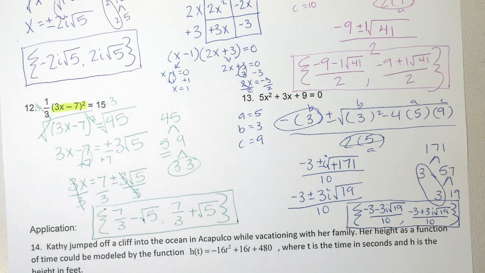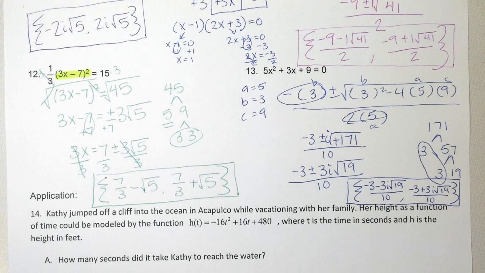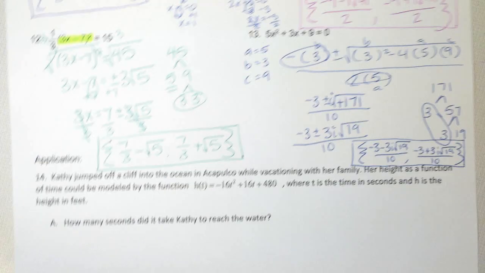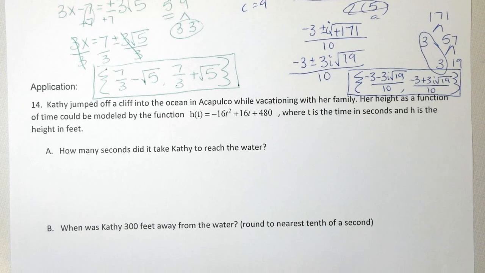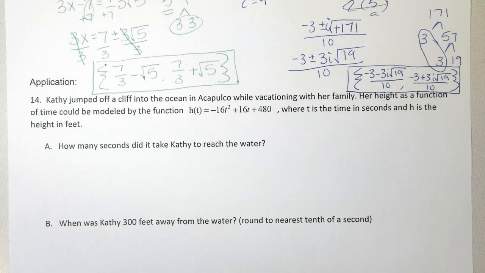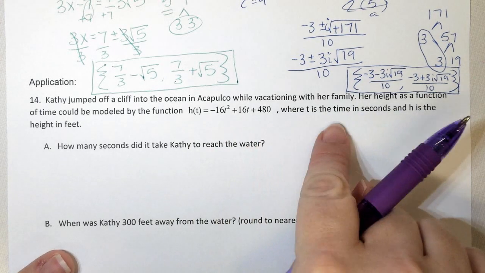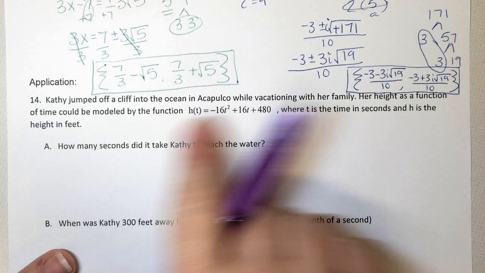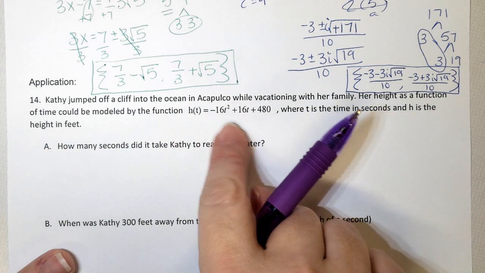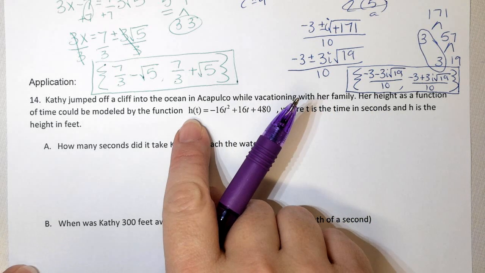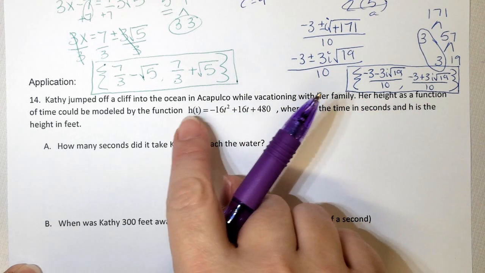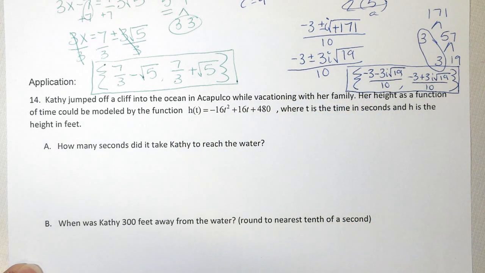Okay, last 2 are word problems. Okay, this one says Kathy jumped off a cliff into the ocean. Her height as a function of time could be modeled by this function, where t is time in seconds and h is height in feet. Okay, so it's already filled in for us. So it says, how many seconds did it take Kathy to reach the water?